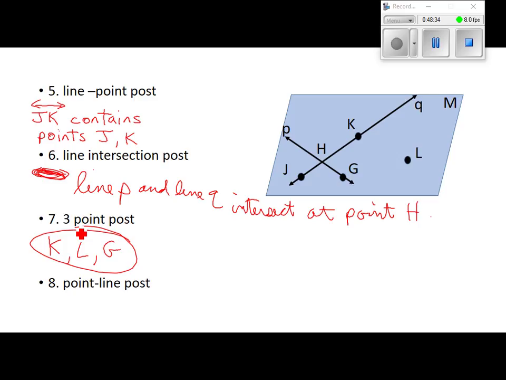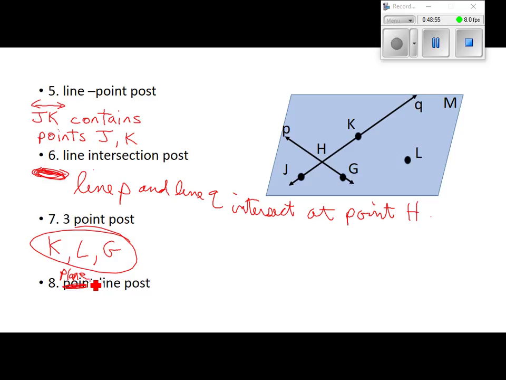Could you put a different answer than that one? Yeah. I think I wrote this one wrong because I don't think there is a point line postulate. It's a plane line postulate, I think, isn't it? Yeah. Plane line postulate. What's the plane line postulate say? If 2 points are in a plane, then the line containing them is in the plane.